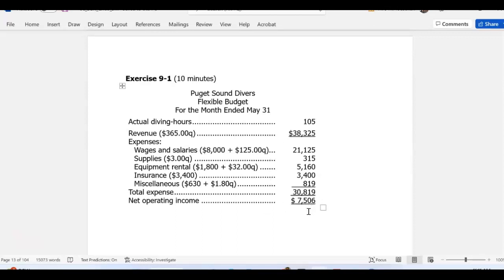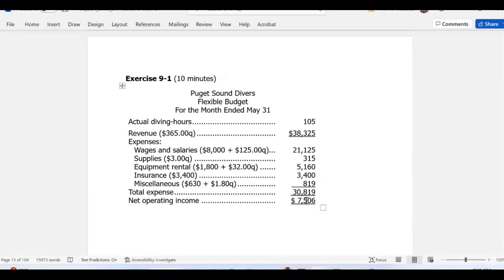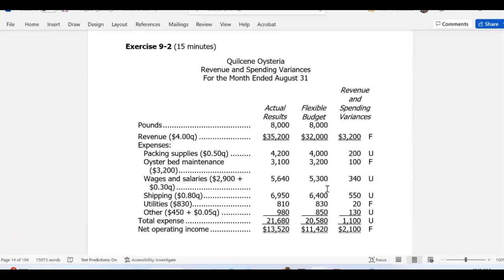The net operating income will end up being $7,506. And if you look at your so-called static budget, it was $6,490, but you look at your flex budget, you should have how much? $7,506. So that's a flex budget. But when you have a flex budget, then you have to compare your flex budget to your actual results. So in problem number 2, we are doing that. So this is our flex budget, and then we compare it to the actual results, and then we see if we are doing good or bad.